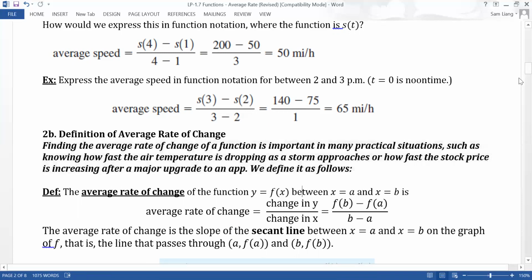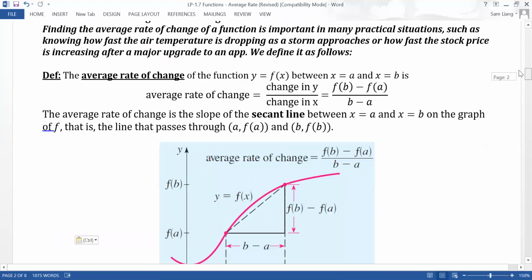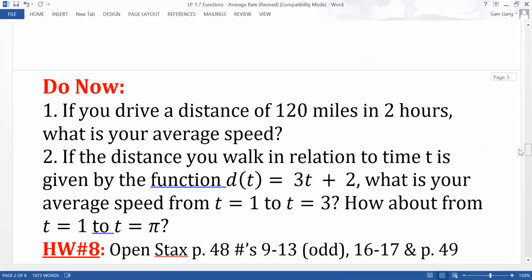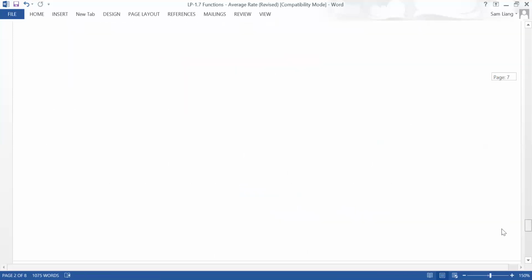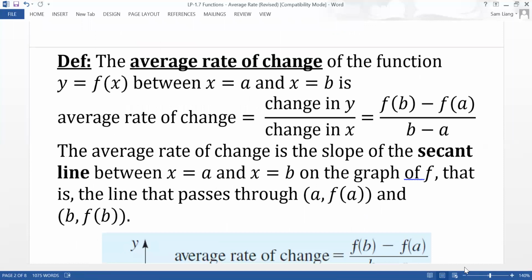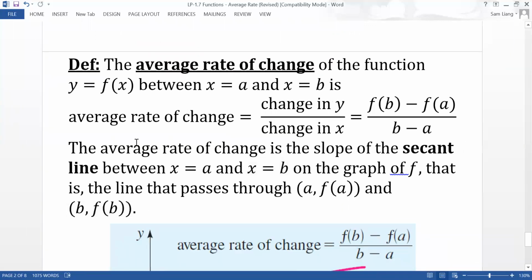Okay, and for this, I'll get to the slide, because this is the part that I actually want you to copy. All right, here's the slide. I'm going to have you copy the definition first. I know it's a long one, but after this, we'll get to the classwork, okay? And then there's also a graph that I want you to copy. It's a good diagram for you to visualize average rate of change. But I'll get to that next.